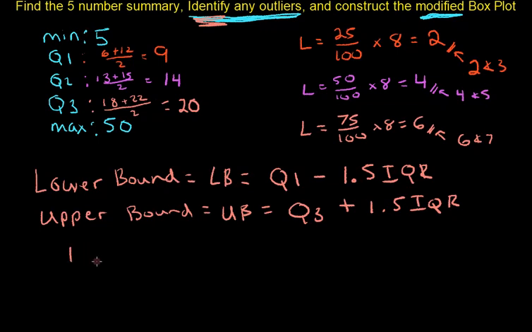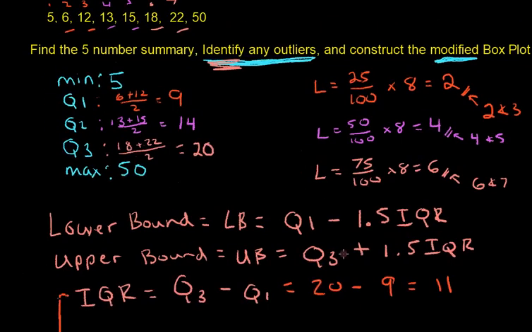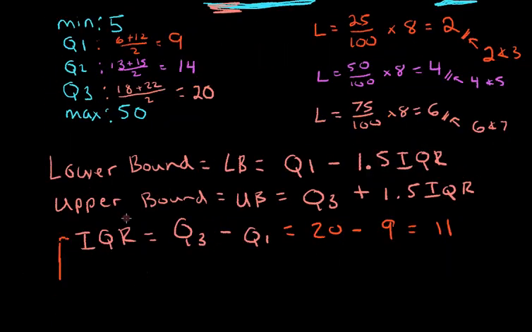That was in a previous video, IQR. Remember, this is the third quartile minus the first. So let's go ahead and start calculating that for this data set. That would be third quartile is 20 minus the first, which is 9. So that comes out to be 11. All right. So let's go ahead and calculate our lower bound for this data.